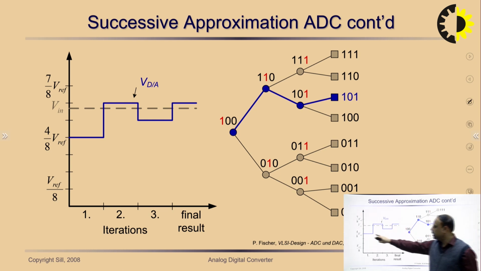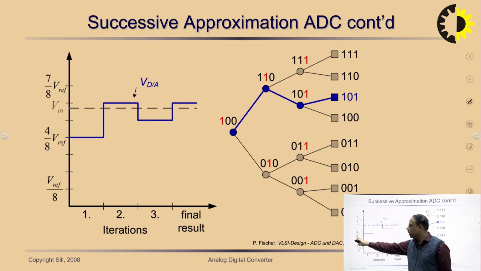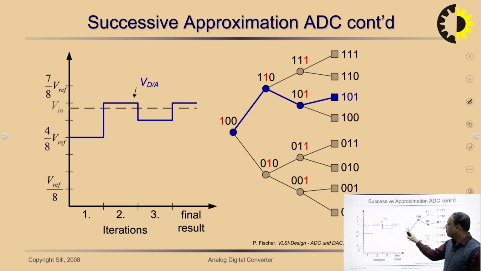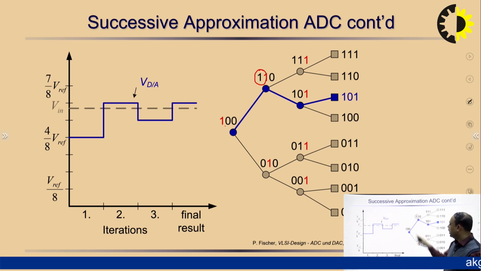The input signal is compared with V reference by 2, and the most significant bit is set to 1. It is now converted into two branches. The most significant bit is 1 over here, and the most significant bit is 0 over here.